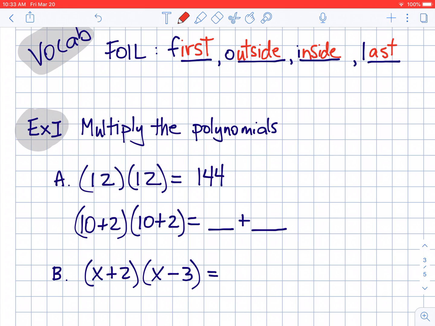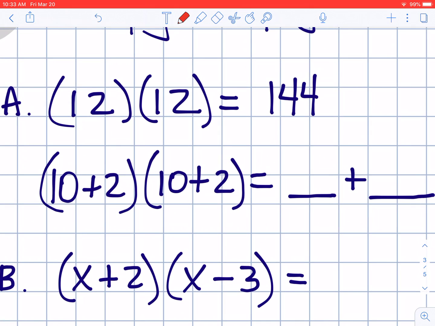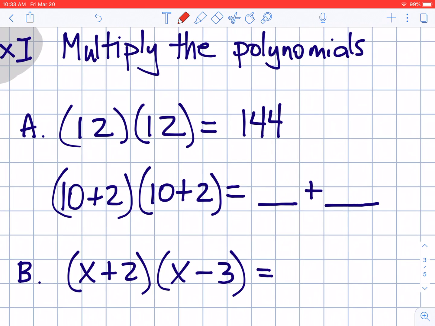In this case, we're going to start off with a simple idea of multiplying 12 times 12. Now, most of us should know that that is equal to 144, and if not, check that on your calculator, but I'm pretty sure that that's what the value is. I want you to think about that in a different way. Don't think about 12 times 12, but rather think about it as 10 plus 2 times 10 plus 2, which in essence is the same thing.